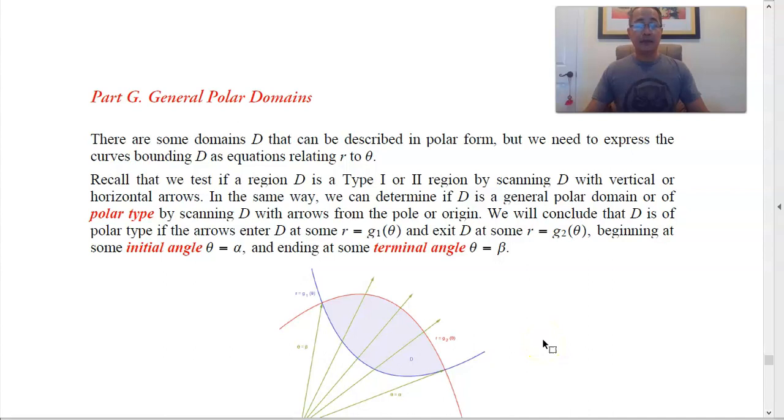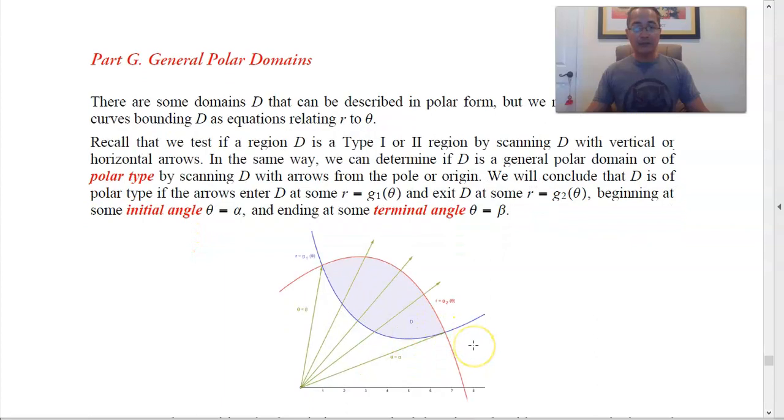All right, so let's now continue on page 33 of our PDF. And this is where we're going to learn a little something about general polar domains and how to set up double integrals over general polar domains. So first of all, how do you recognize that you're dealing with a general polar domain? Remember how we did type 1, type 2 scans? Shoot vertical arrows for the type 1 scan, shoot horizontal arrows for the type 2 scan. For a polar domain, the arrows come from the origin.